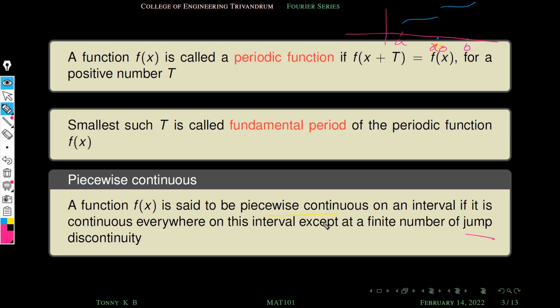What is the meaning of jump discontinuity? Jump discontinuity means its left hand limit and right hand limit both exist and are finite. In this case, this is the left hand limit value and this is the right hand limit value, and both exist and are finite. So a function is said to be piecewise continuous if the function has a finite number of jump discontinuities. For example, suppose a function is continuous in the interval a b. Then, of course, it is piecewise continuous. Why? It has no jump discontinuity, that means the number of jump discontinuities is 0, which is finite. So that's the idea.